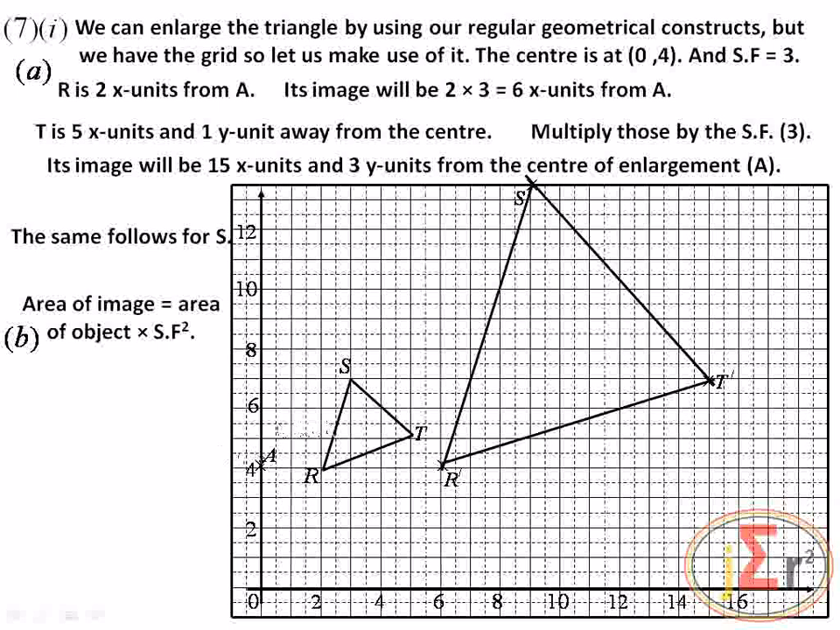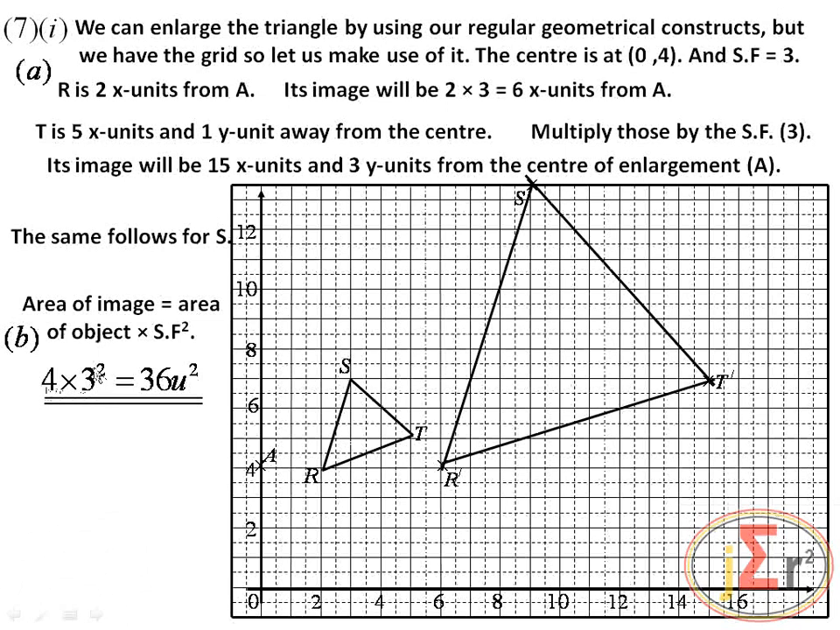We are provided with the area of this triangle, and we need also the area of this one. Simple calculation. To find the area, we take the area of this one that was given to us as 4 square units and multiply that by the square of the scale factor, which turns out to be 9. So 4 square units multiplied by 3 squared.